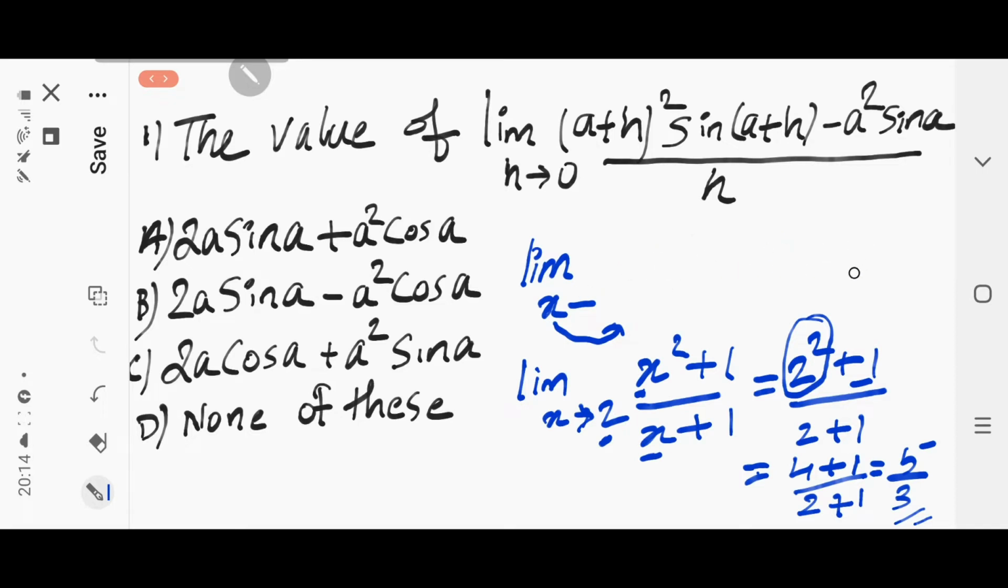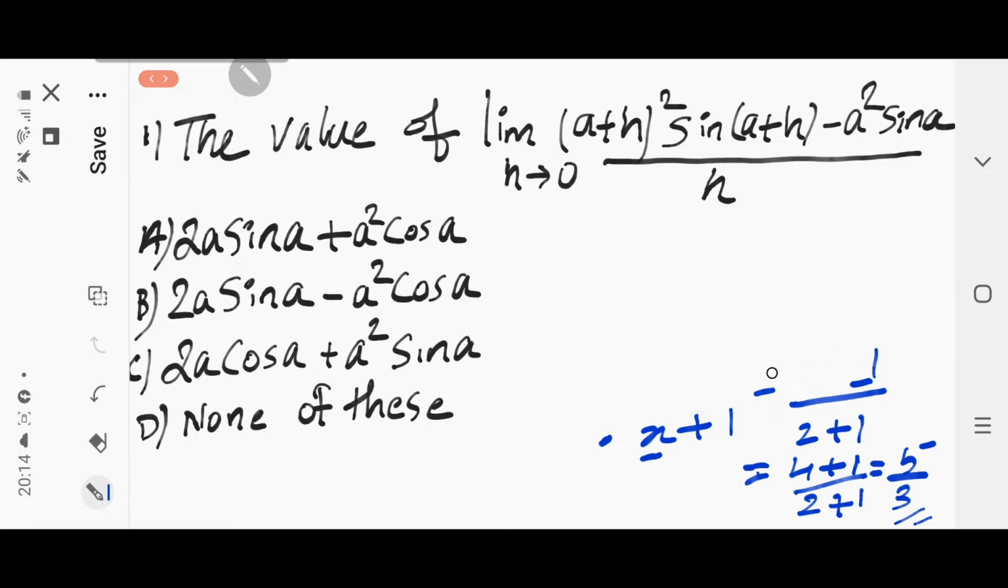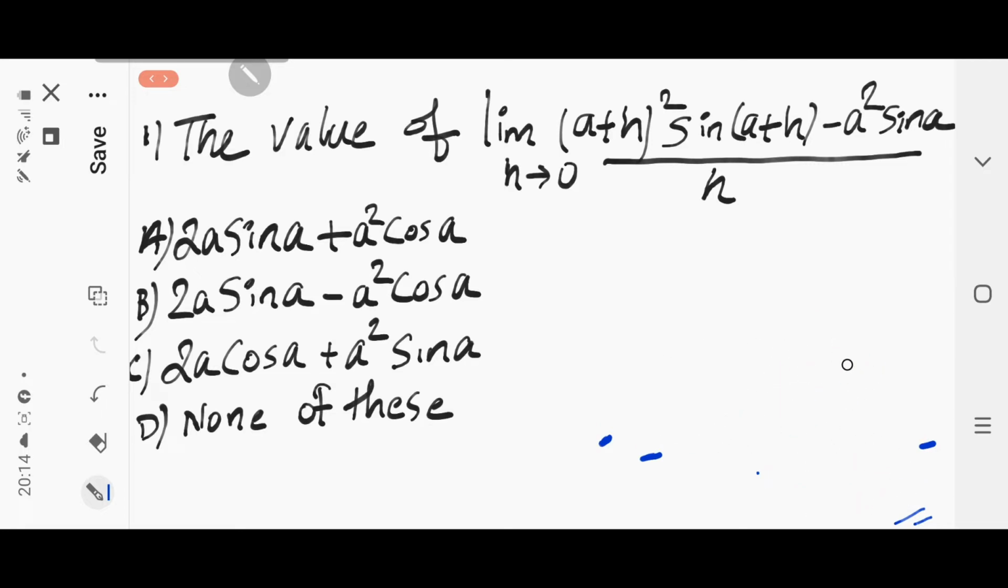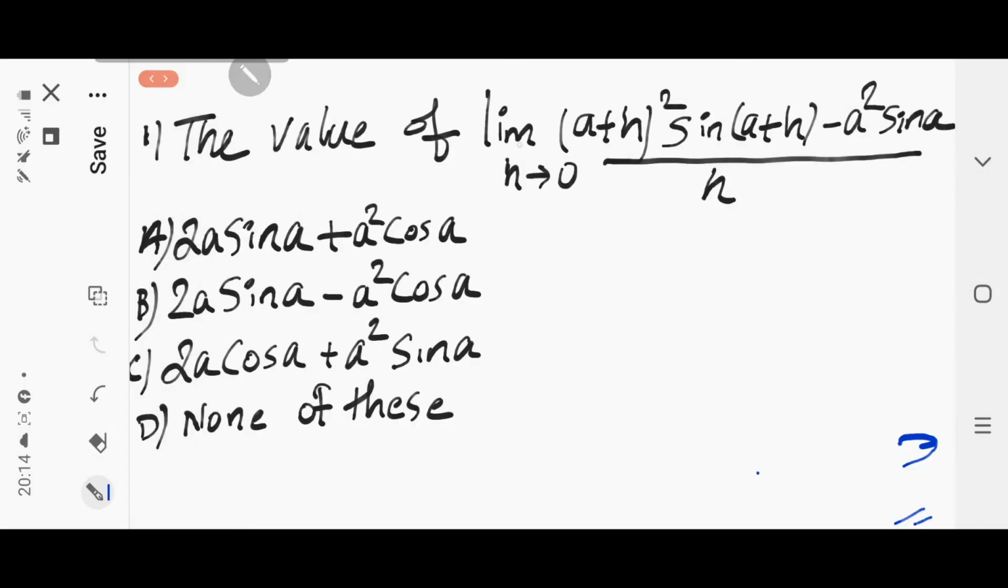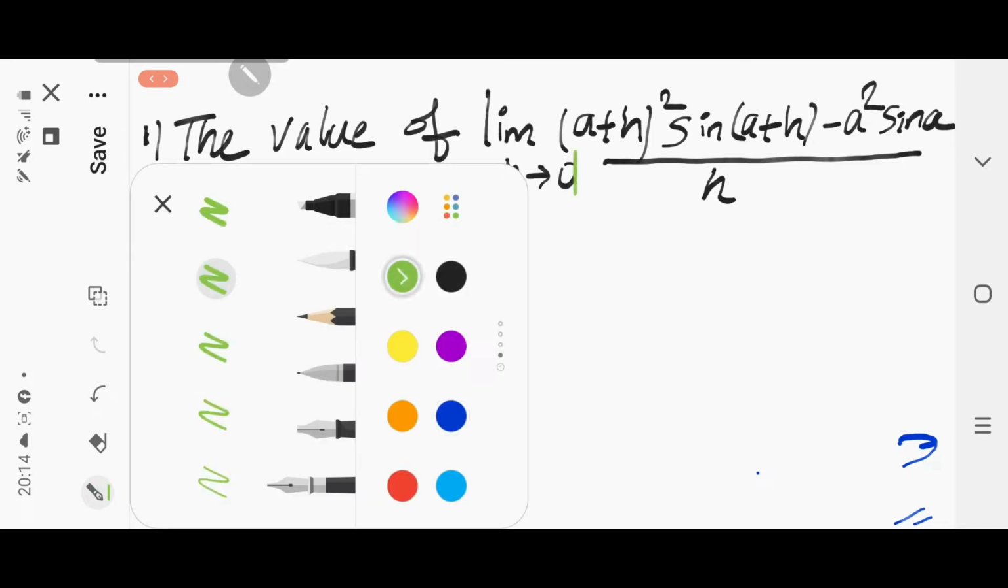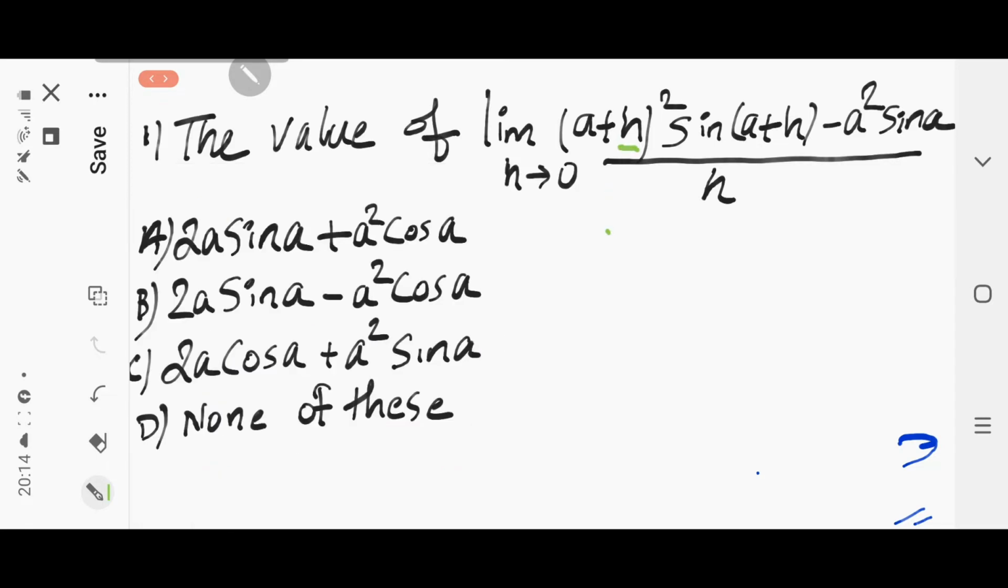Whenever you do problems in limits, you have to understand that you have heard about the 0 by 0 form. What is 0 by 0 form? It is known as indeterminate form. In this question, in the same way, here h is tending to 0. That means in the place of this h, I can put h as 0.